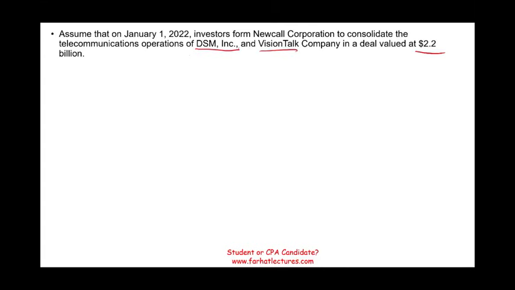Guess what? More likely than not, this reporting unit is subject to goodwill impairment. Now, we're going to have to look at this unit separately. The other two, they're good. DSM Wired is good. Vision Talk is good. Why? Because the fair value at the end of the year is greater than the book value. I don't have to do anything. Now, we must proceed with the impairment testing. So let's do the impairment testing.